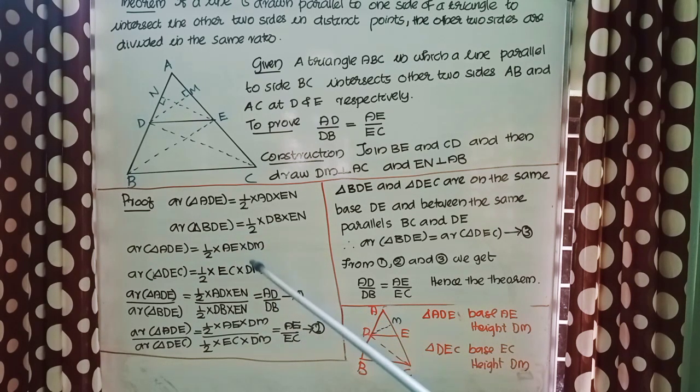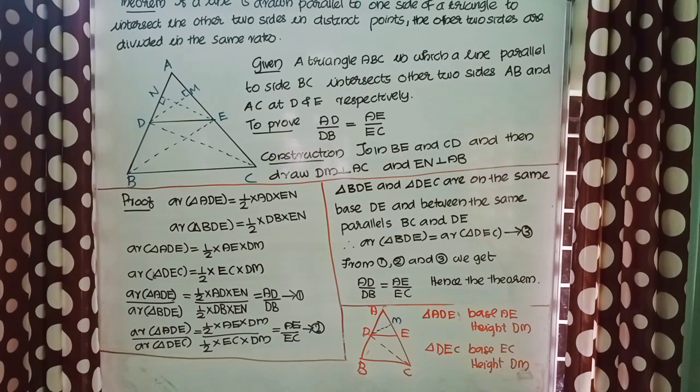Then we can divide these two equations. Area of triangle ADE by area of triangle DEC equal to half into AE into DM by half into EC into DM. Here also half and half we can cancel. DM and DM we can cancel. We get area of triangle ADE by area of triangle DEC equal to AE by EC.